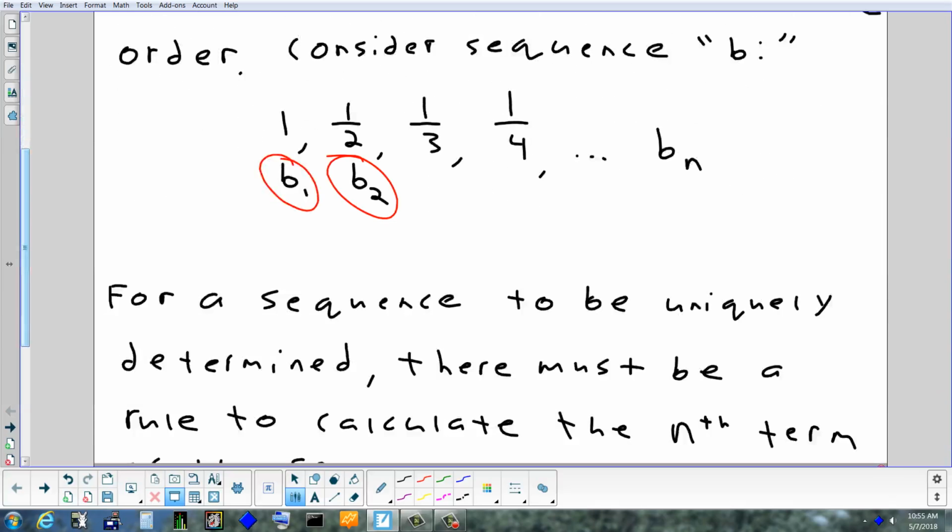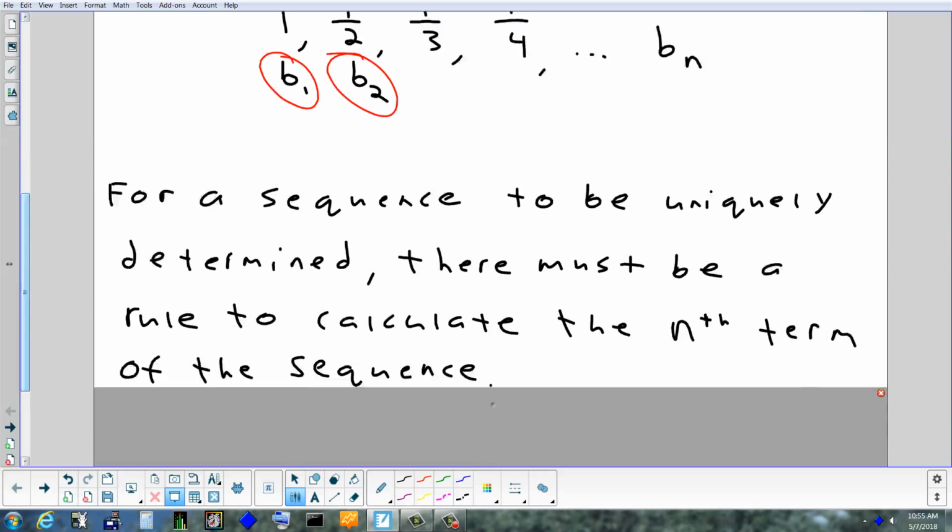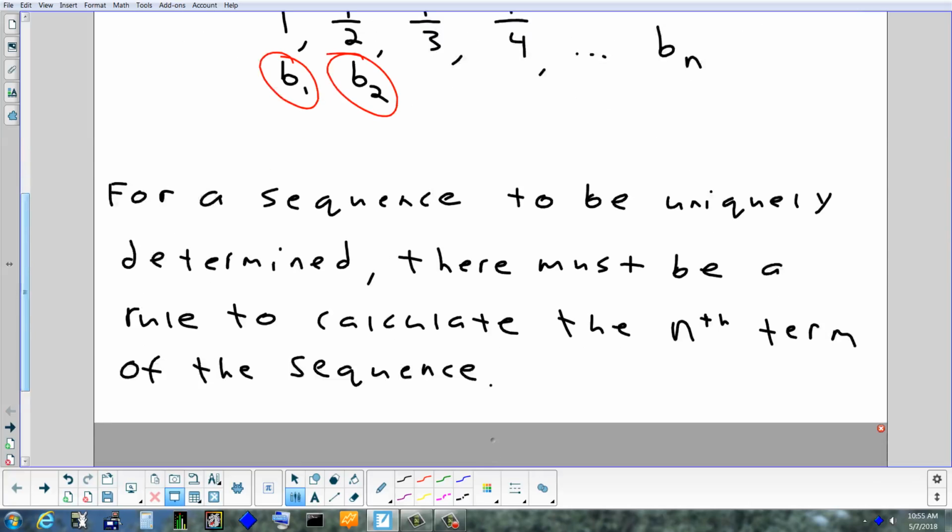So this is kind of getting at what I just said. In order for a sequence to be unique, there has to be some rule or some kind of formula for calculating the terms of the sequence. Now, sometimes you can come up with more than one formula. A lot of times, if you come up with a different formula than someone else, but it gives you the same terms in a sequence, you could probably simplify your formula to the other person's somehow. It probably would be the same thing.